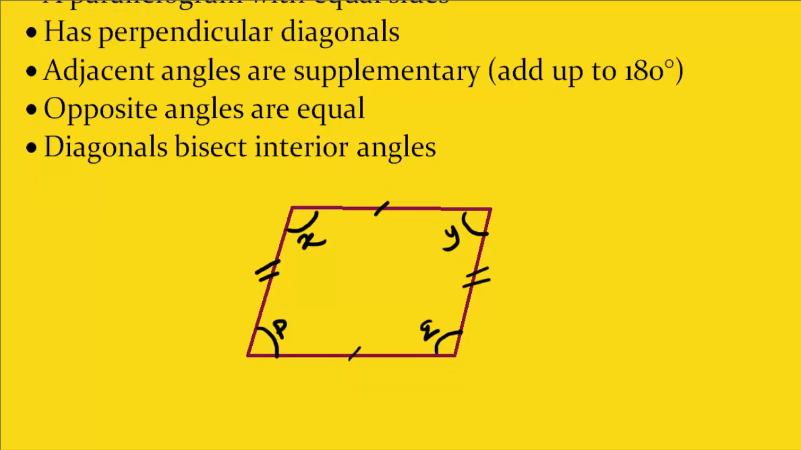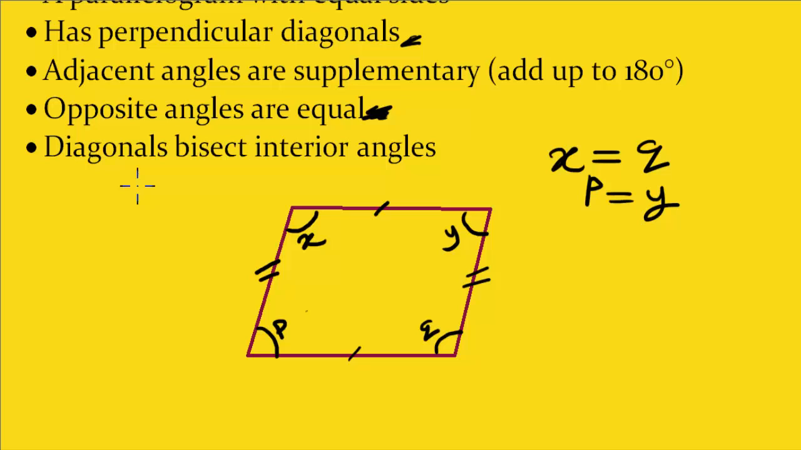So let's start with this one, the easiest one to get. Opposite angles are equal. Well, if you look at this shape, the opposite angles are x and q, so opposites in that sense, and p and y. So from that property, you can immediately tell that x is equal to q, and p is equal to y.